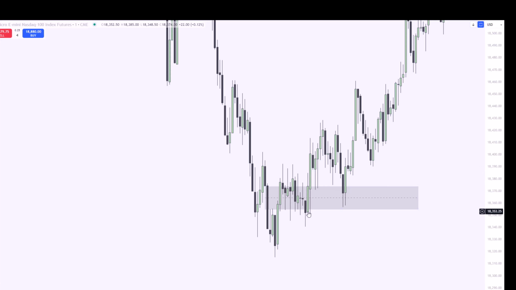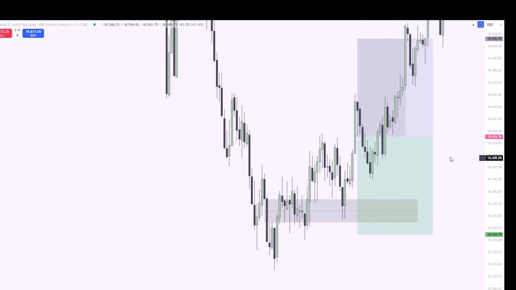You can wait for price to return one more time into the inversion fair value gap. You see this failure to close below it and failure to even close below consequent encroachment. So that's actually what you want to see. And then on the next displacement up, you can enter. Sorry, that's for a short. You can enter long here.